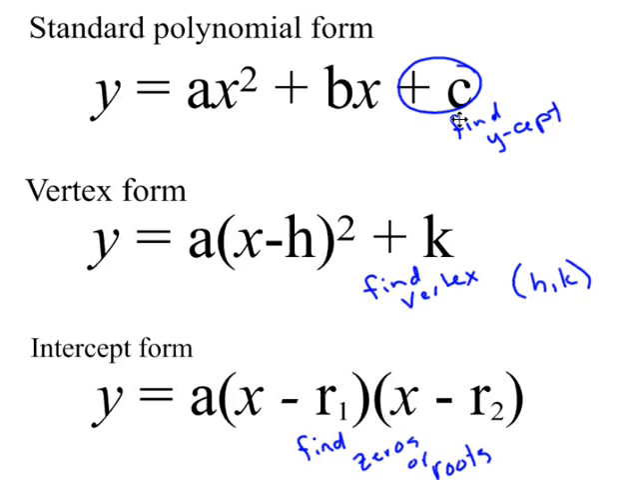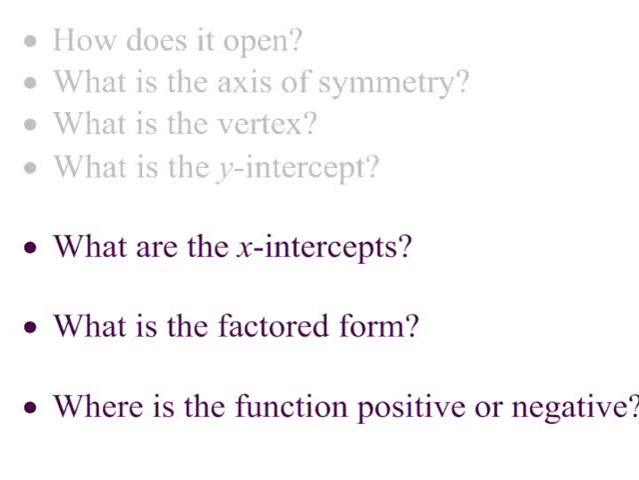All right, so yesterday you dealt with these questions. How does it open? What is the axis of symmetry? What is the vertex? What is the y-intercept? Today we are going to deal with the next questions. What are the x-intercepts? What is factored form? And where is the function positive or negative?